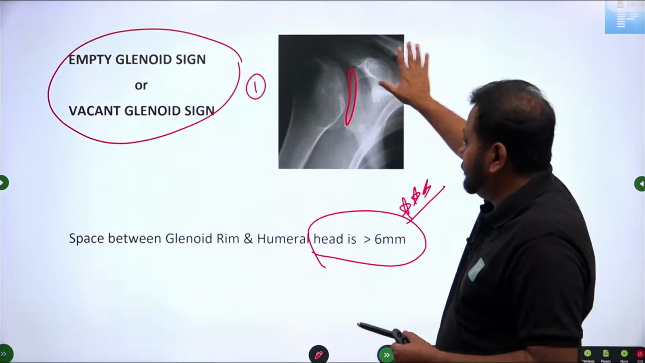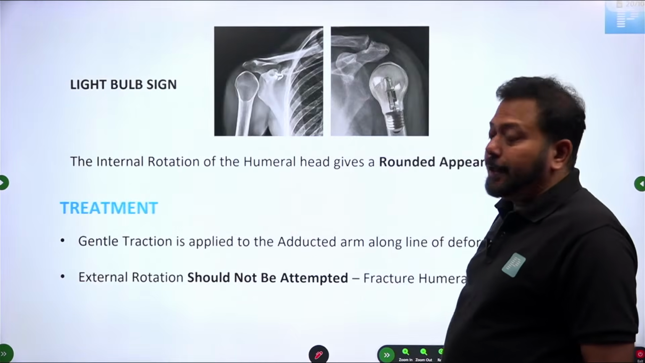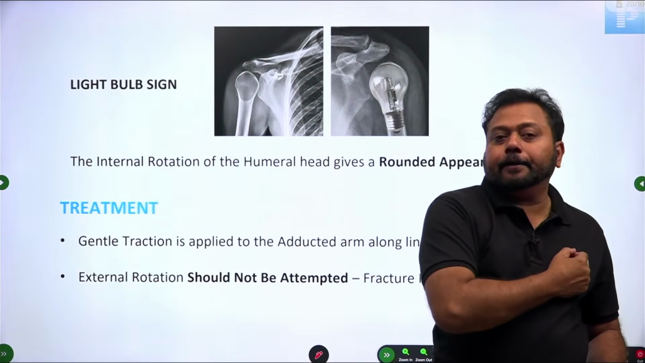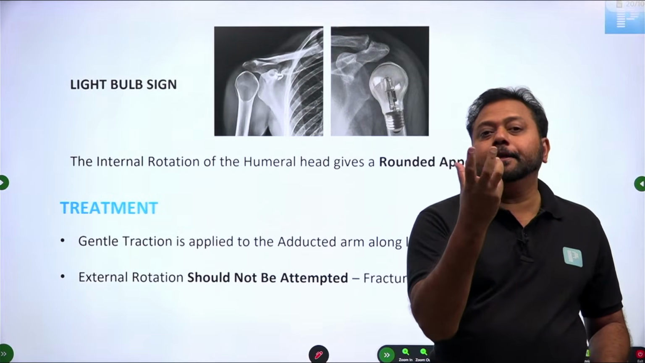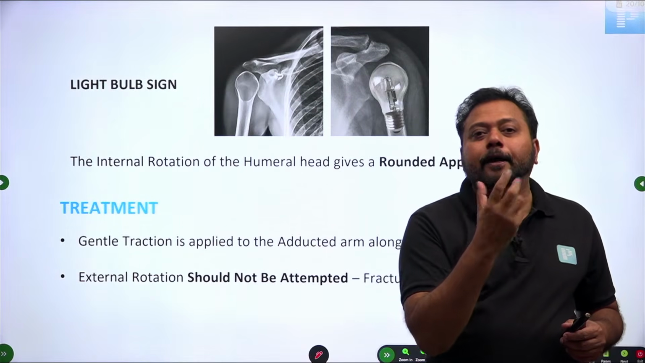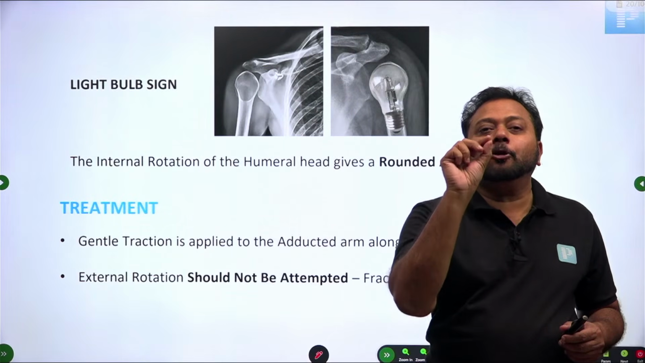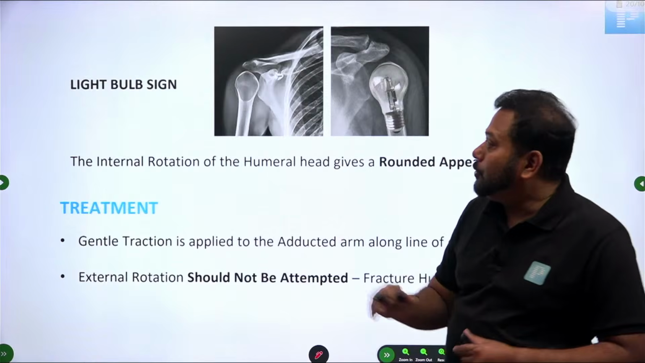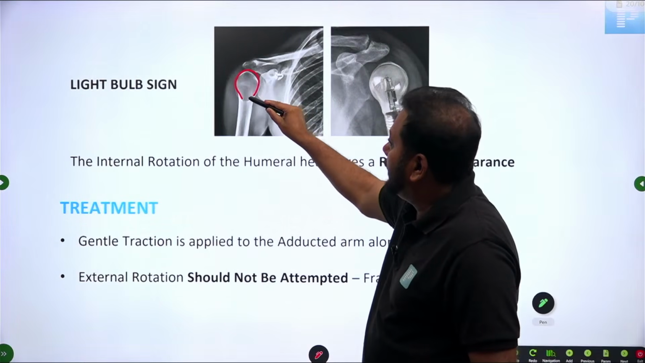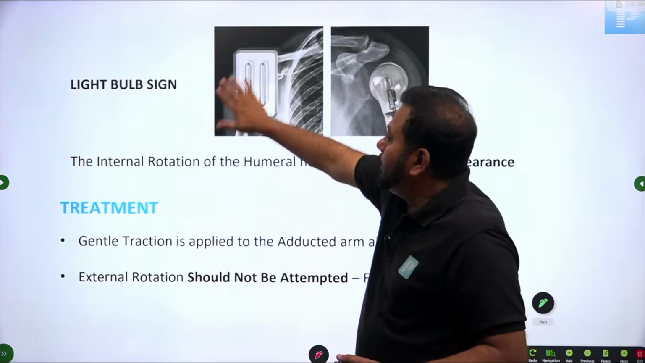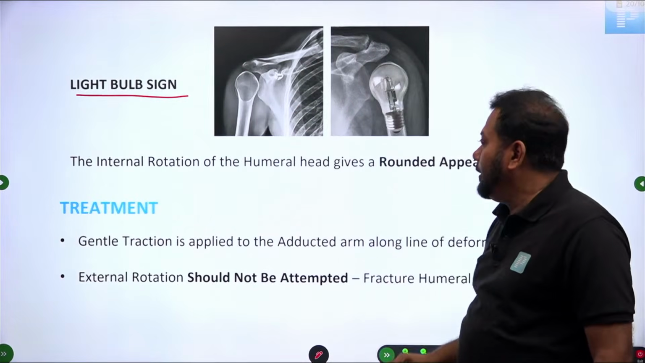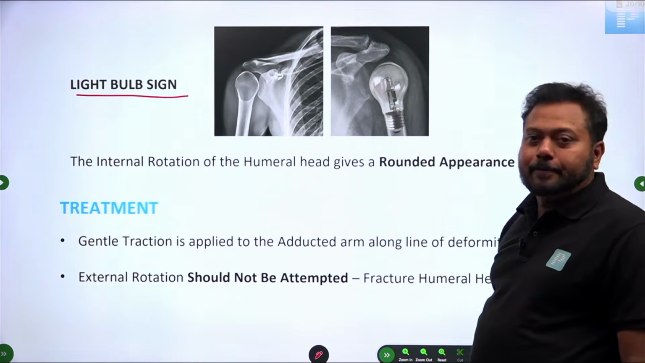Next, the head of the humerus is adducted and internally rotated, in a sling position. When the head is internally rotated, you cannot see the greater tuberosity and lesser tuberosity. So the head will appear like a bulb. This is called the light bulb sign, a rounded appearance.